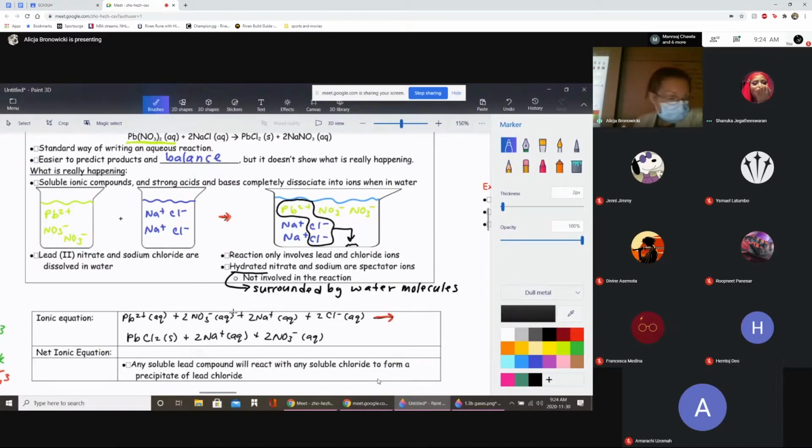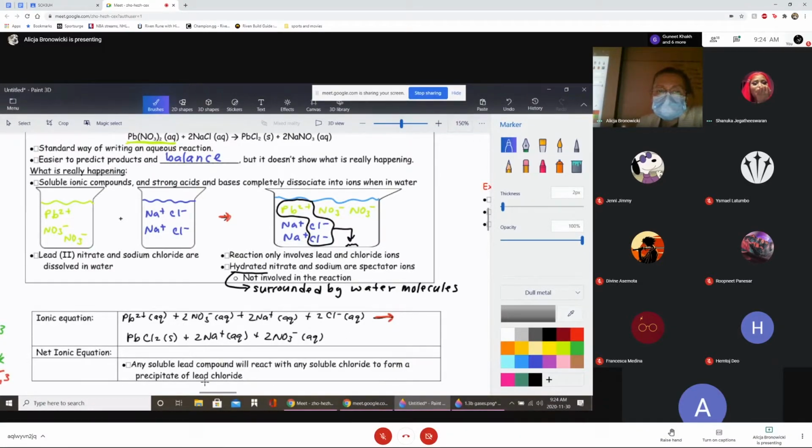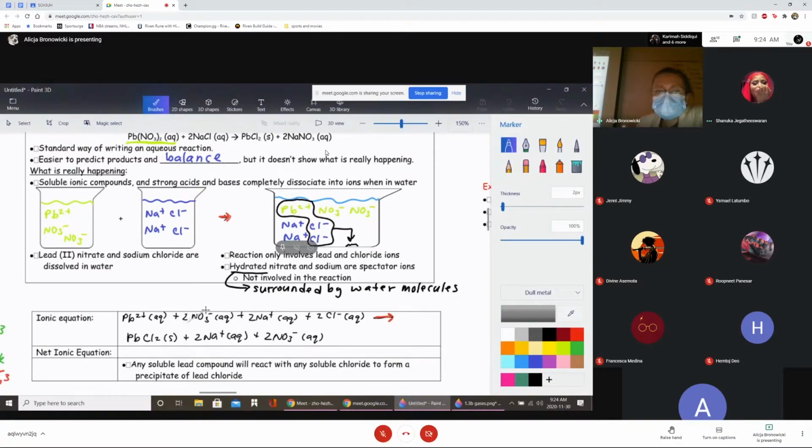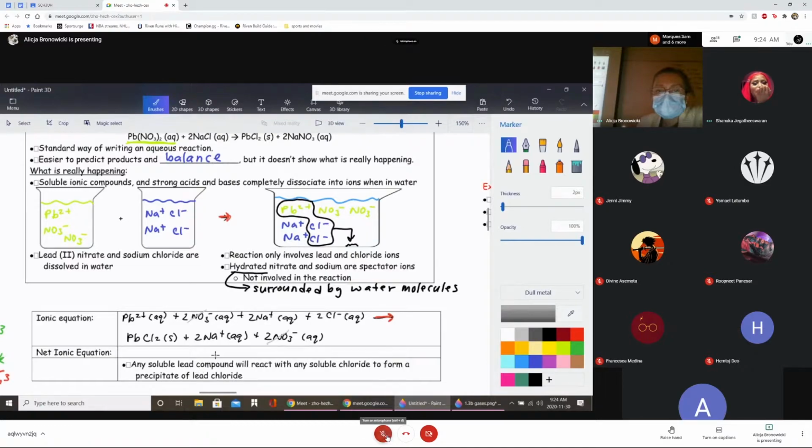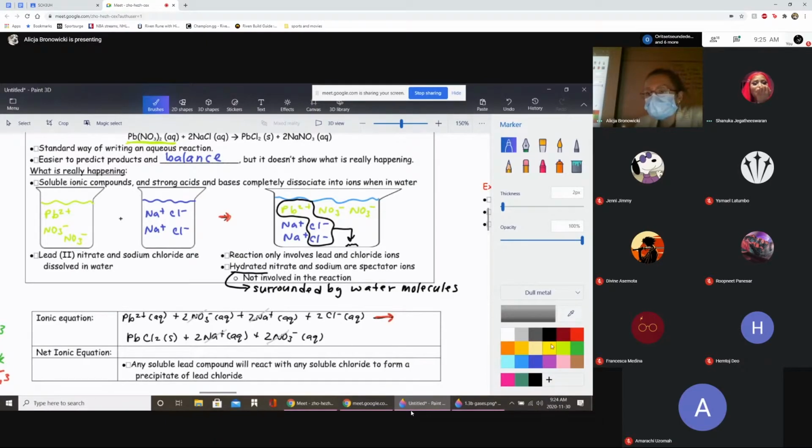Okay, so there's something called a net ionic equation. Your net ionic equation shows you what reacts. It doesn't bother with any of these spectator ions. So whatever is on both sides of the arrow, we can cross out. So what's on both sides of the arrow that we can cross out? So NO3-, right? I can cross that out. What else can I cross out? Right, sodium. Those are my spectator ions, so they're not involved in the reaction.